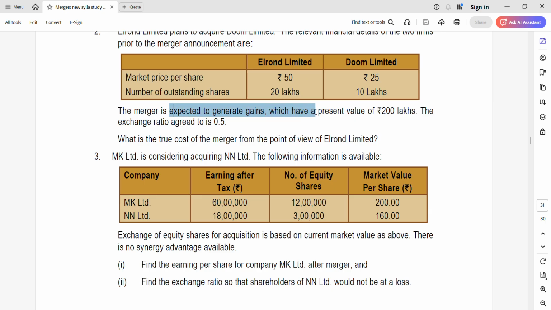So in the previous case, the merger was expected to generate gains. This is nothing but the synergy effect. In this case, there is no synergy. If you compare and understand, it will be very easy for you. I know the exam is tomorrow, but try to enjoy the subject as well.